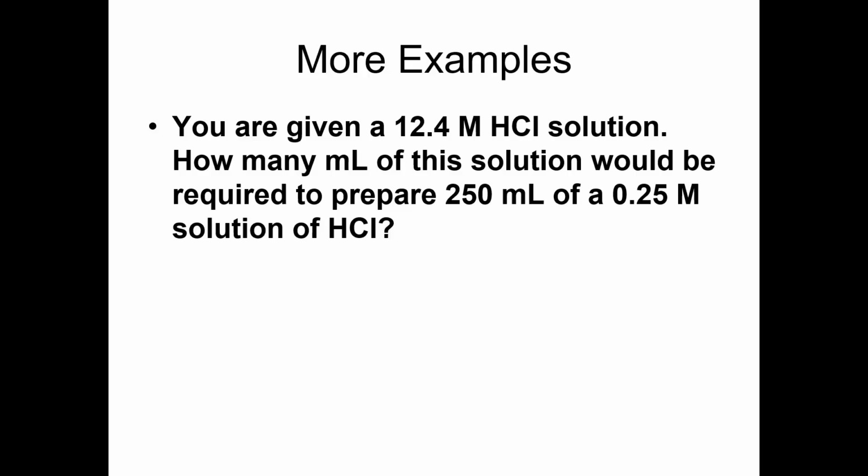So let's pretend that we forgot that we're working on dilutions and just simply read this problem and go from there. You are given a 2.4 molar hydrochloric acid solution. How many milliliters of this solution would be required to prepare 250 milliliters of a 0.25 molar solution of HCl? So this is clearly a dilution where you're given a stock concentration and you are supposed to make up a particular volume of that solution with that solution to make a new lower concentration.